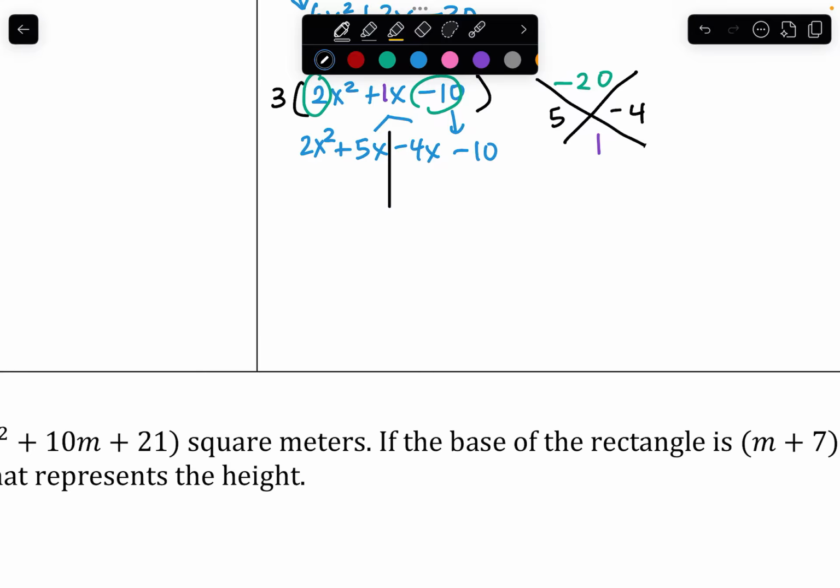Okay, out of the first pair, we can get x, leaving 2x plus 5. Out of the second pair, we're going to get a negative for sure, and then also a 2, leaving a 2x plus 5. The 2x plus 5 matches.